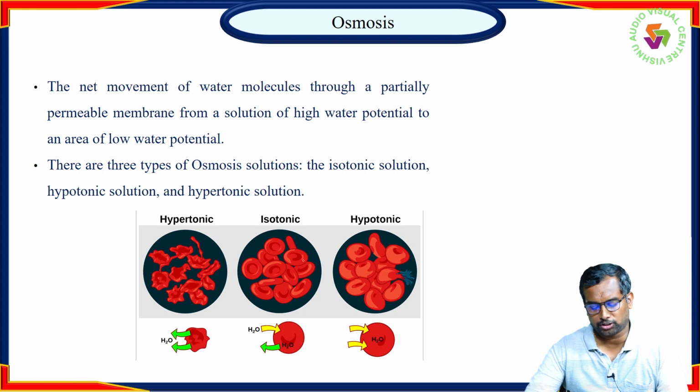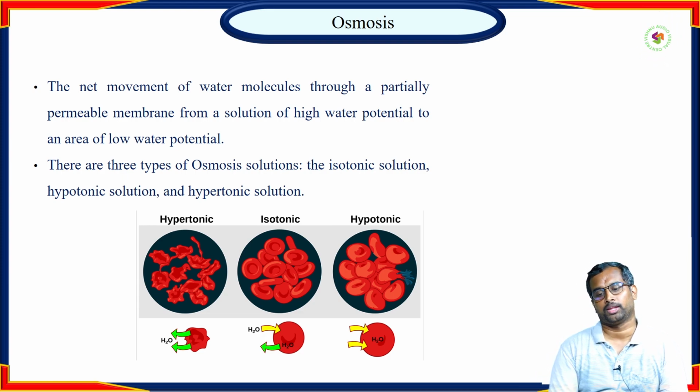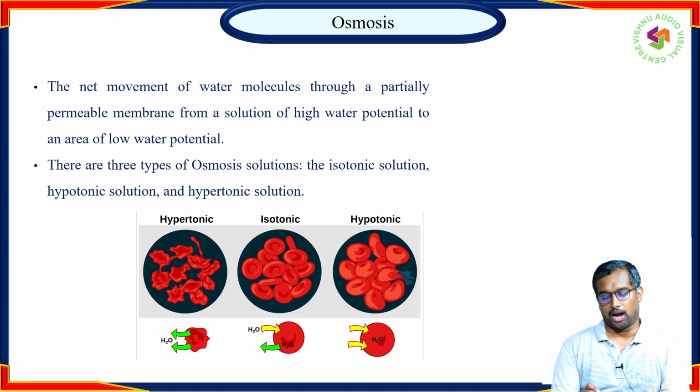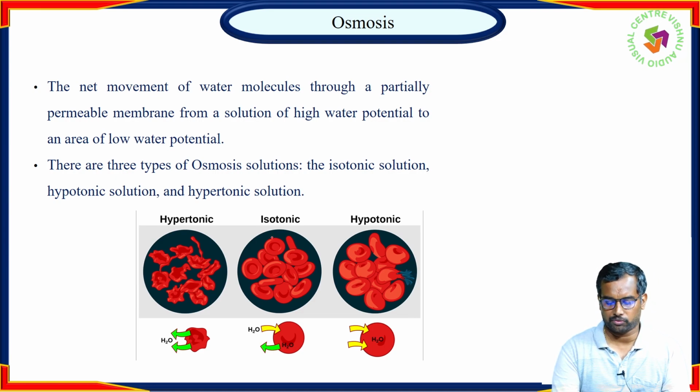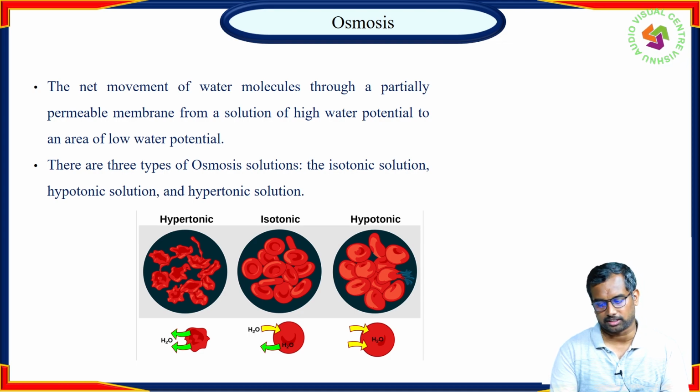Next is the case of an isotonic condition. The isotonic condition is a simple case wherein the amount of water flowing in and the amount of water flowing out across the cell membrane are maintained at equilibrium. That is, the amount of water flowing into the system is equal to the amount of water flowing out of the system. That is what we call the isotonic condition.